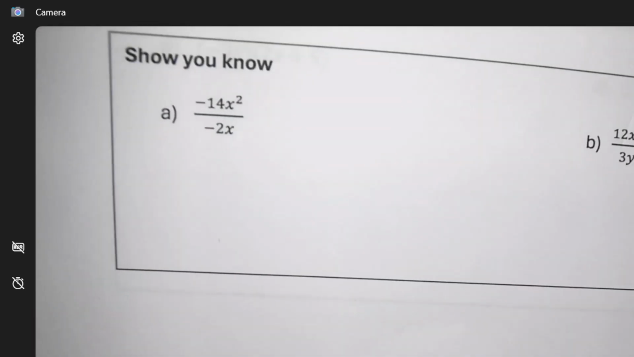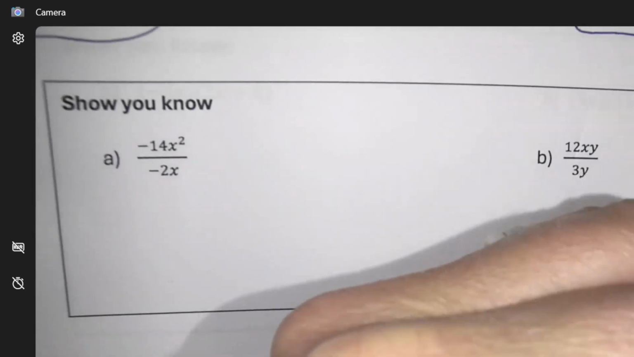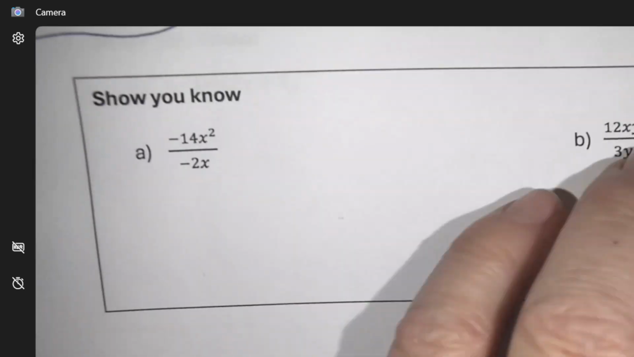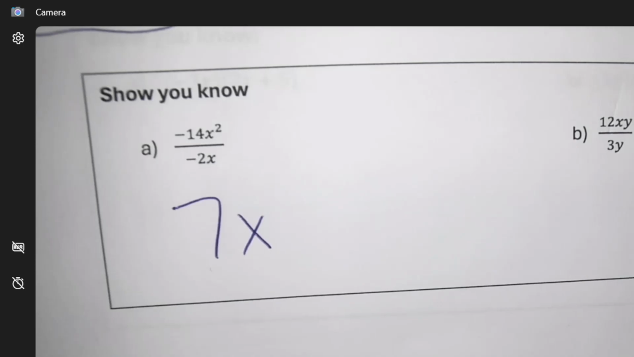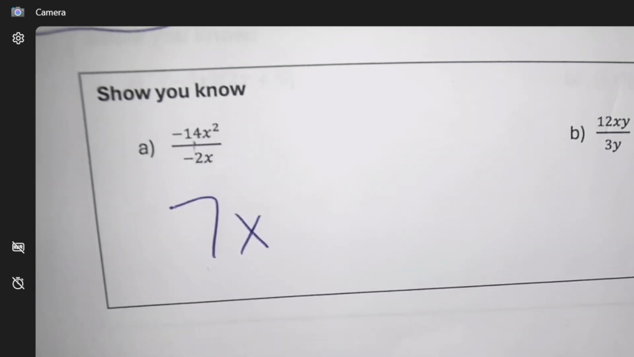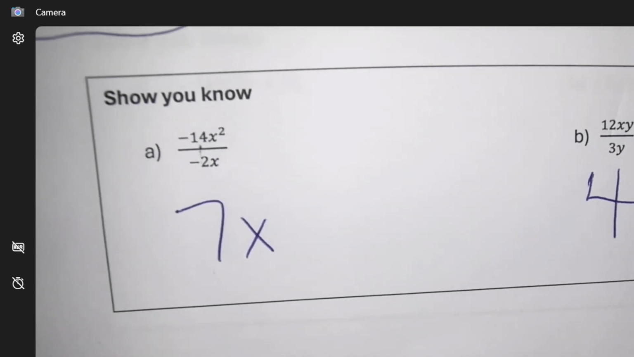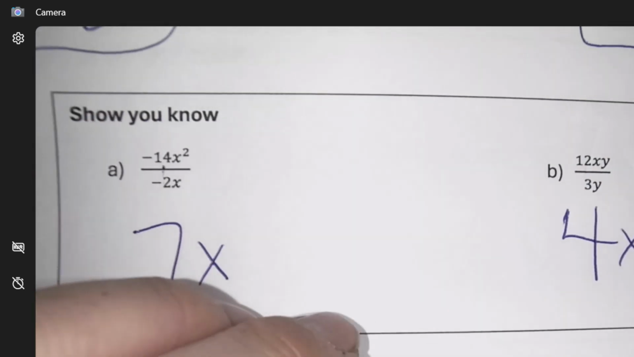Okay, here we go. Give me your 2 answers here. Same questions that I just did. Go ahead. Okay, your first answer should be 7x. How did that go? Negative, negative divides to a positive, right? And question B should have 4x, because I grouped those y's together and then that causes them to disappear. Okay.